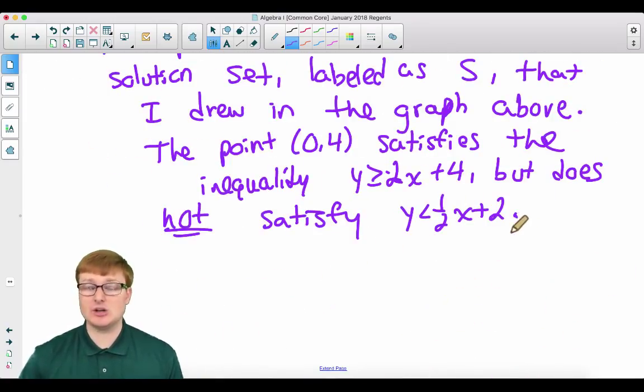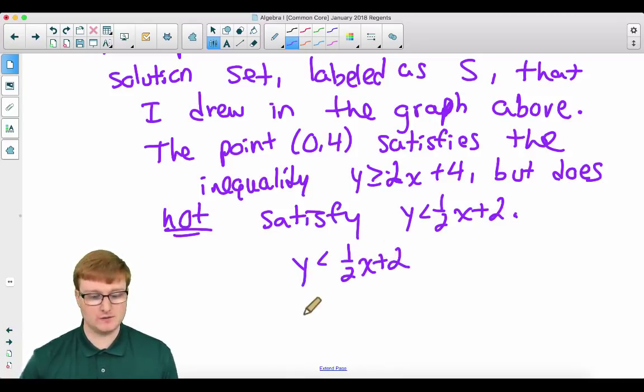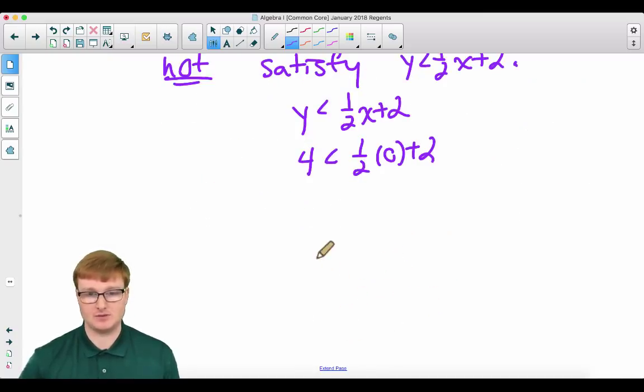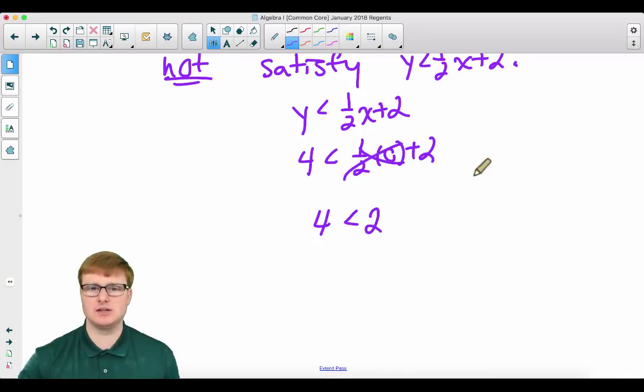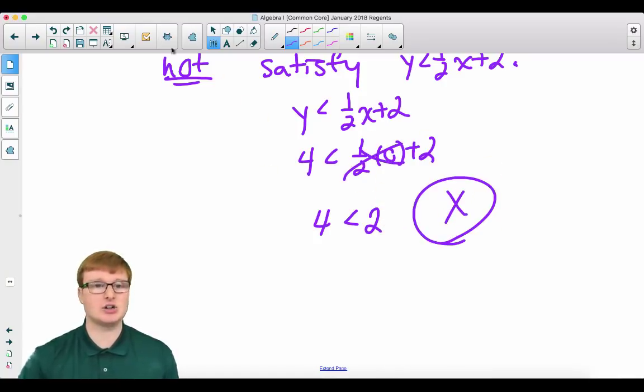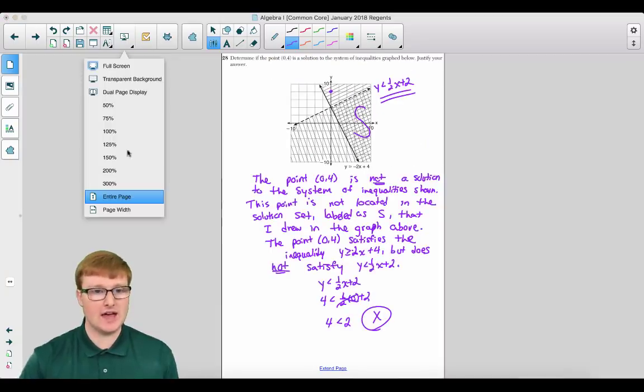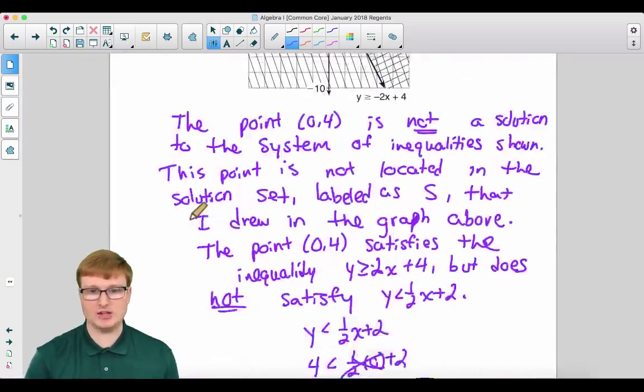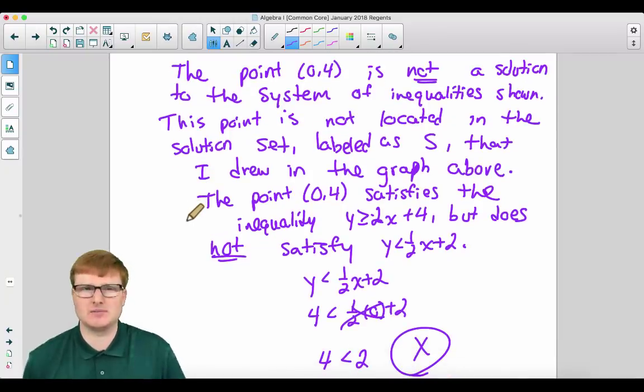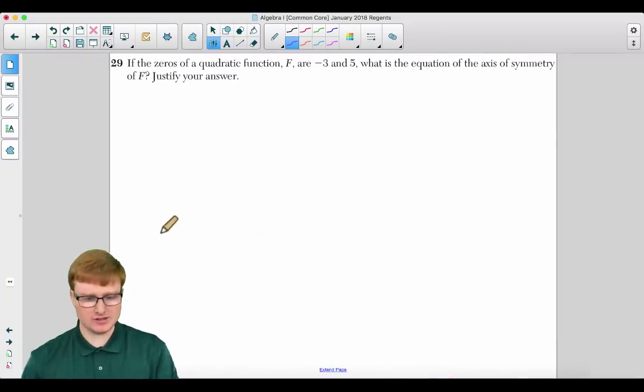And if you want to justify this even further, plug the point (0, 4) into this inequality. Given y is less than 1/2 x + 2, we get 4 is less than 1/2 times 0 plus 2. Well, 1/2 times 0 is 0, so 4 is less than 2? Wrong. That is a false statement. So that is how you explain or justify your answer. Annoying, but it's doable. Moving on to number 29.